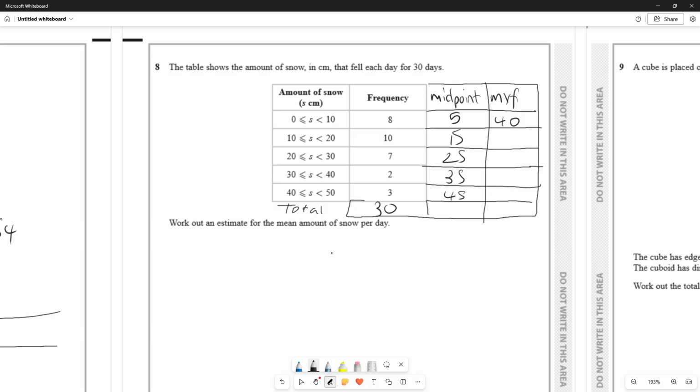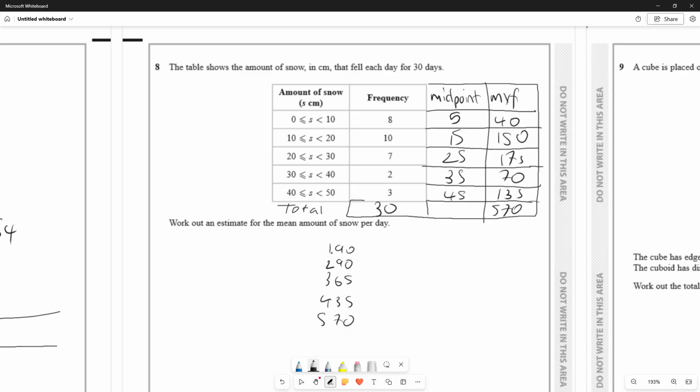Now we can do midpoint times frequency, which we can easily read across. So 10 times 15 would be 150. 7 times 25 is 175. 2 times 35 is 70. And 3 times 45 is 135. This gives us a total here, which we can add. So we'd have 40 plus 150 is 190, plus 175 gives us 365, plus 70, which gives us 435, plus 135 gives us 570.